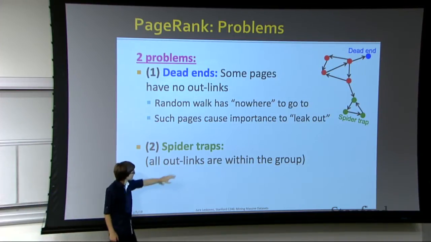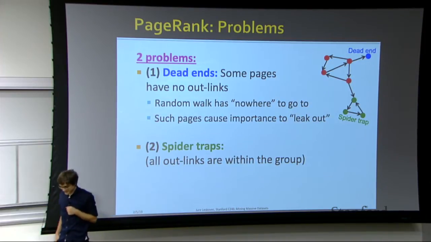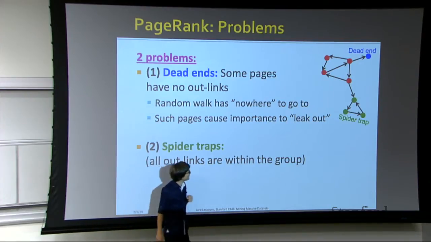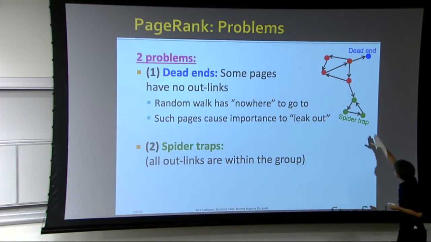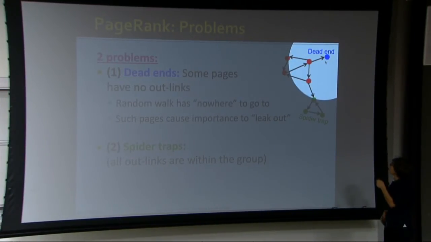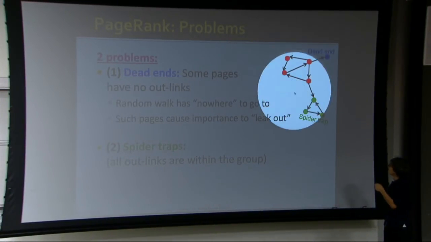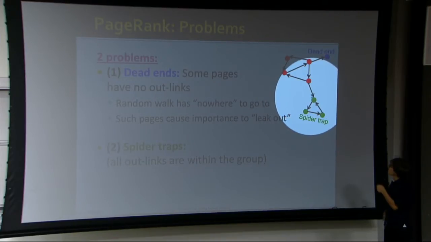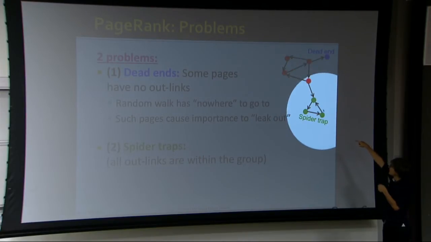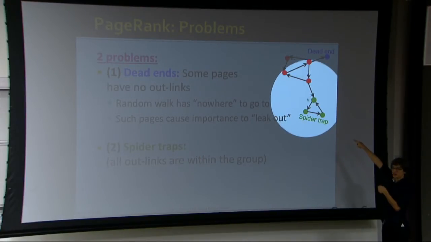And then the second problem is what is called spider traps. And spider traps means that all outlinks are within a group. If you think here, right in this graph, this is the dead end, because when the surfer traverses this edge, it basically leaks out of the graph because it has nowhere to go. This is an example of a spider trap. And basically what this means, as soon as the edge from red to green node is traversed, the random walker gets trapped in the spider trap and it will never be able to escape it.